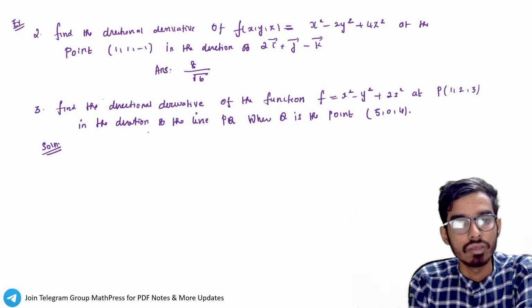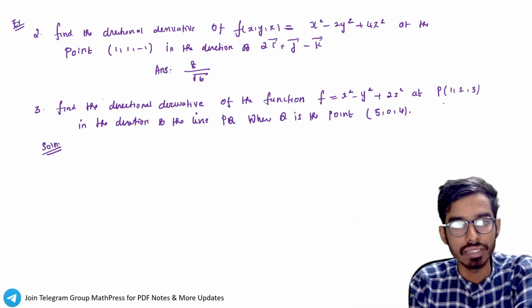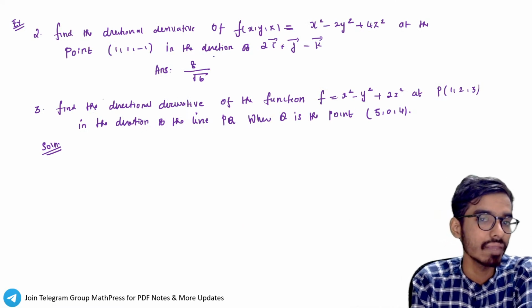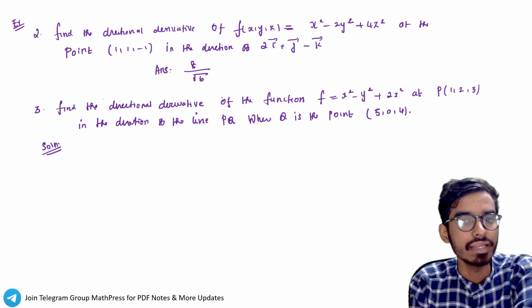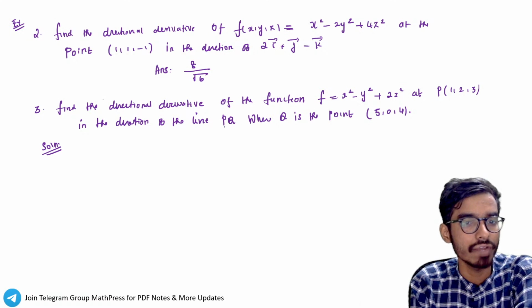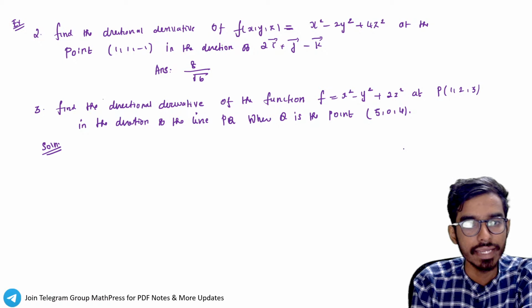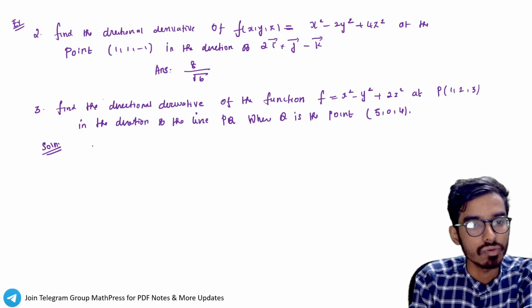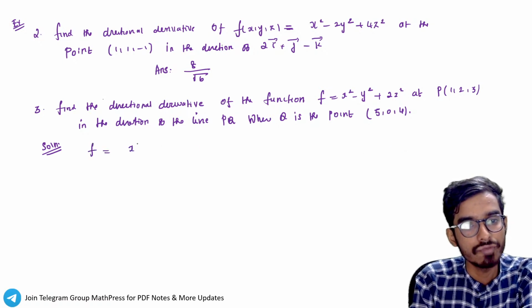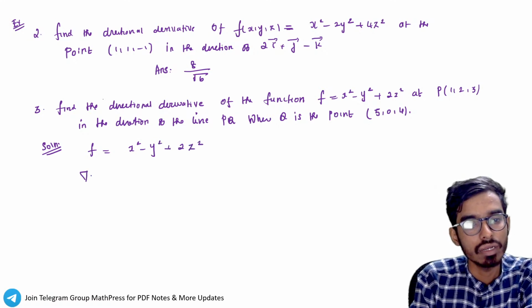Okay. So we need to find the directional derivative of f at this point. So in the previous problem, they gave the direction as some vector. Here they have given the direction of the line PQ, right? So very simple, we need to find the direction of line PQ. So f is x square minus y square plus 2z square. Now you find del f.